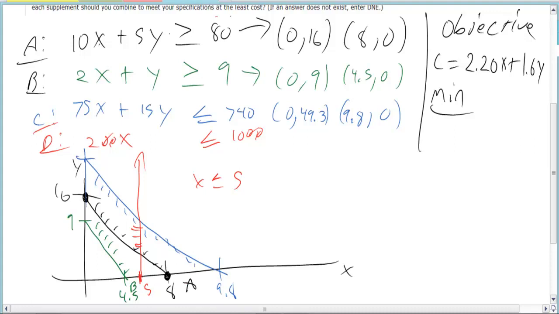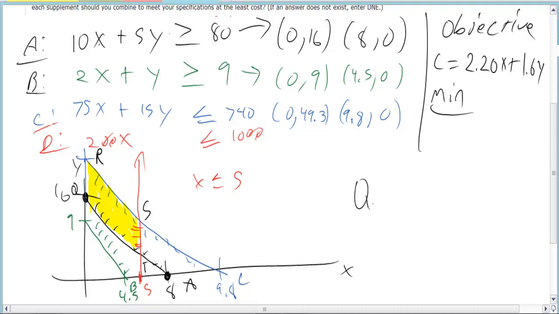So where is our region where everything's overlapping? Well, it's in between our blue equation, which was equation C, our black equation, which was equation A, and our red equation, which was equation D. So now for our corner points, when we find these, I'll label the corner points Q, R, S, and T.